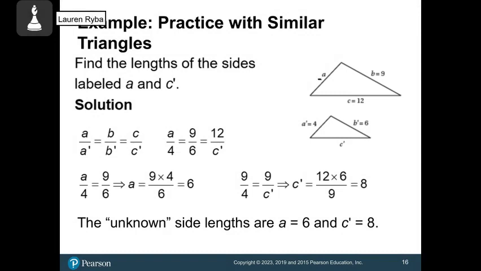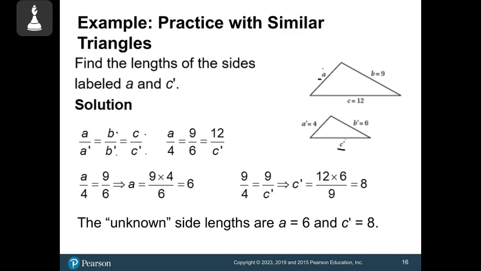This problem wants us to find two missing sides, A and C prime. They're telling us that the two triangles are similar, and we can use what we know about similar triangles to solve for the missing sides. What that means is A over A prime has to equal B over B prime has to equal C over C prime. So what they did is they paired all of them together: A over 4, 9 over 6, and 12 over C prime. So just pairing all of the pairs together.